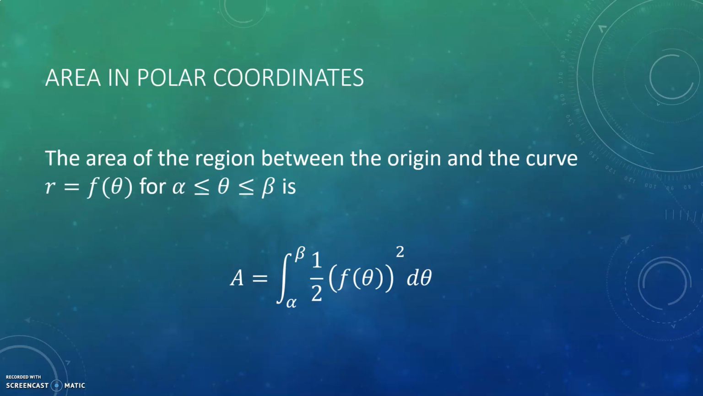So here's the formula for area in polar coordinates. You're going to take 1/2 times your r function in terms of theta, and you square that function because that's how you do area of a sector. And then you add up infinitely many of them over a tiny change in theta.